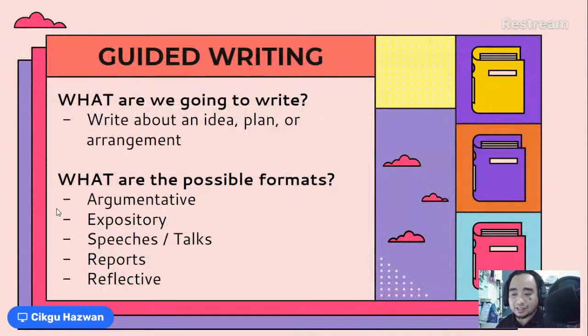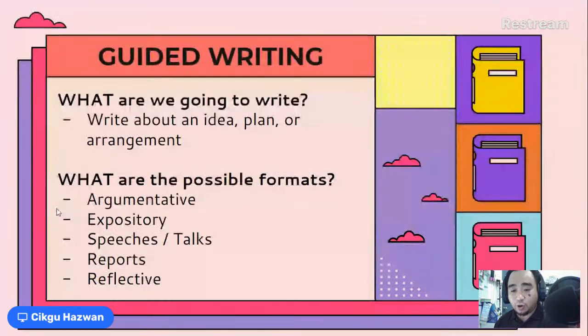When we talk about guided writing, what is the word that you think is important for us to understand? Okay, the word guided. So when we say guided, it means there will be a stimulus which will be assisting us. Akan ada benda yang akan membantu kita to write this essay. Okay. So what are we going to write? We are going to write about an idea, plan, or arrangement. So that is what our focus is when we are answering part 2 guided writing.